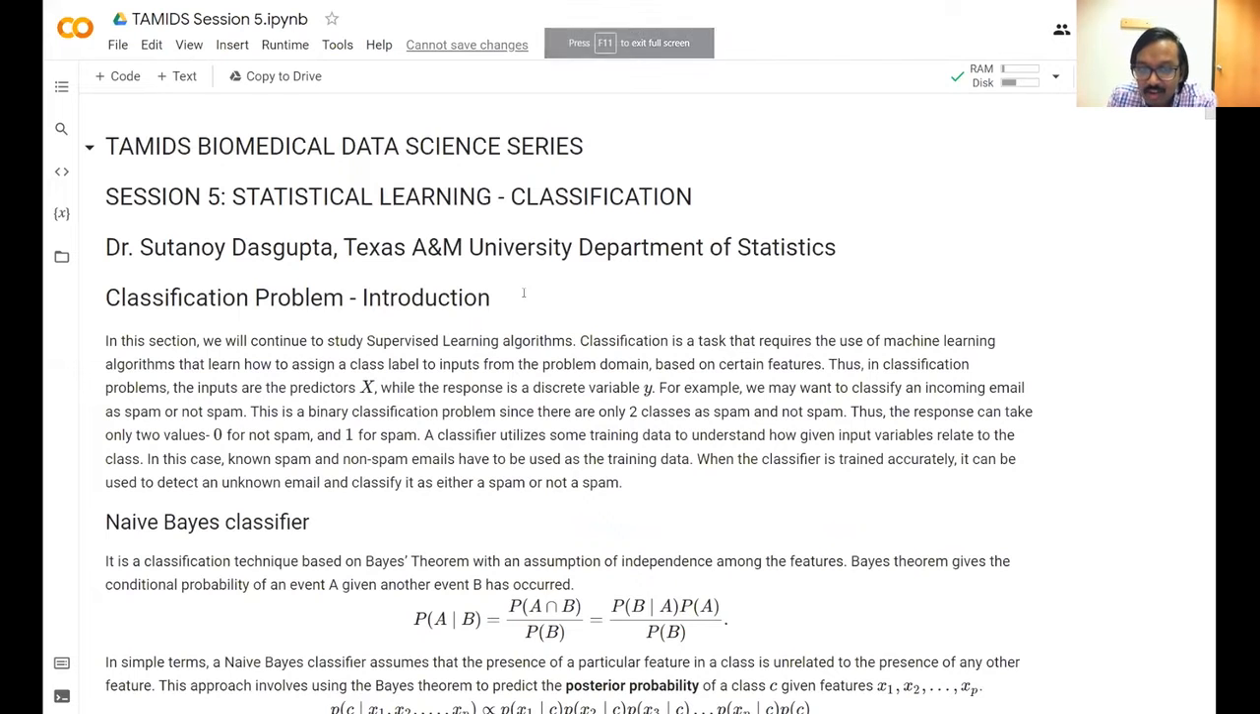Welcome to this session on classification. In today's lecture, we are going to look at the classification problem as a supervised learning problem.